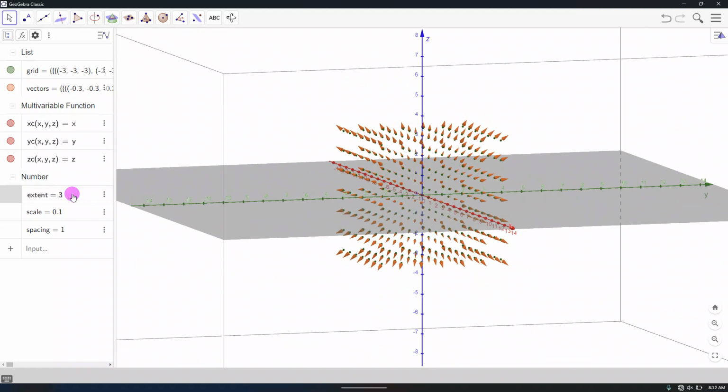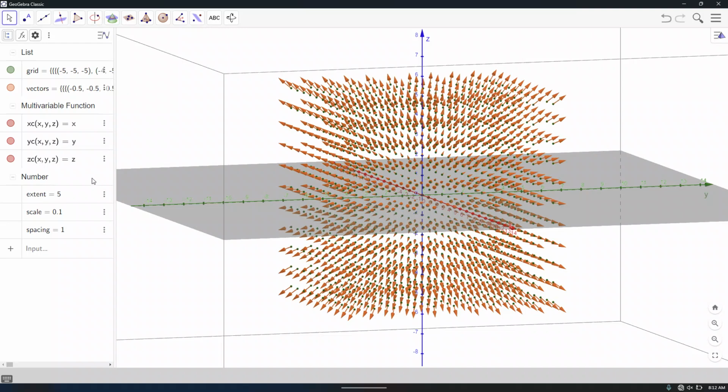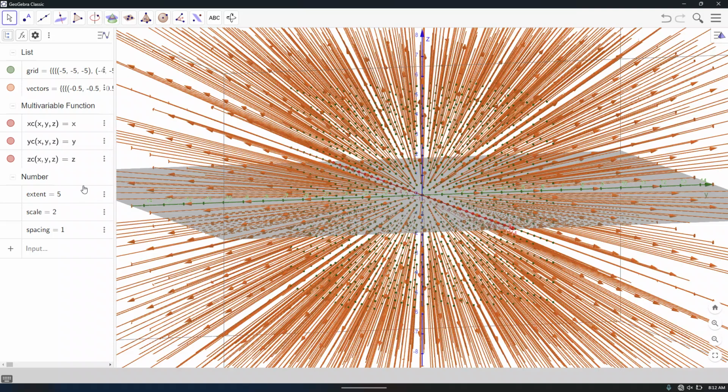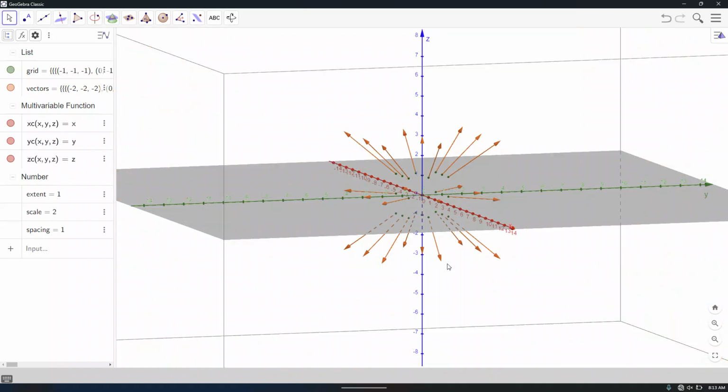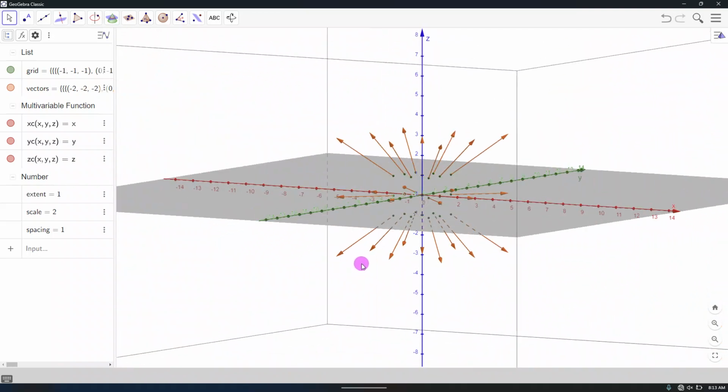So for the extent, can I make this look longer? Maybe with a 5 right here. Yes. The scale, oh, it's the scale, that's 2. Let me make it a 2. Let me make this a 1 again. So, oh yes, it looks better, right? Looks easier to visualize what's going on. It's like an explosion or an expansion, because we could change the signs, I think.